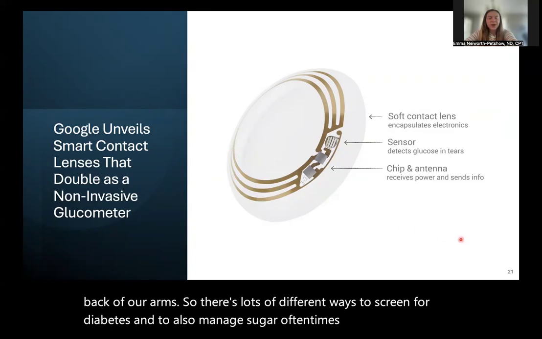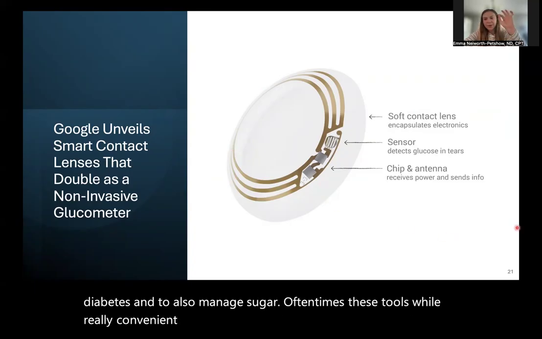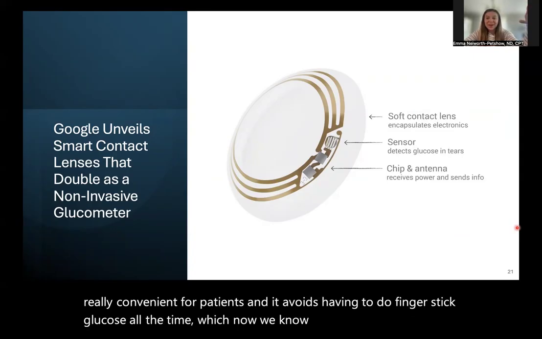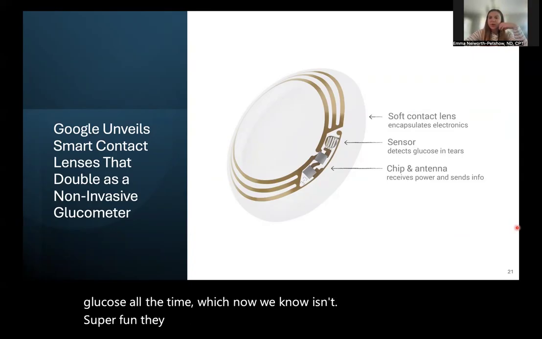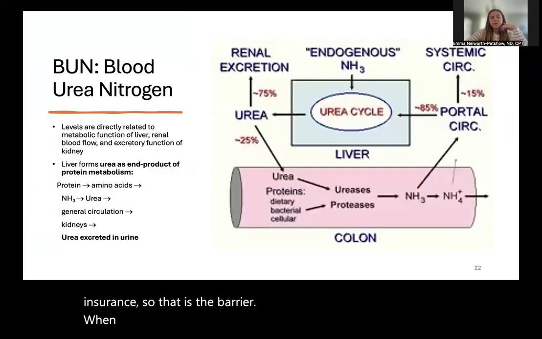Oftentimes these tools, while really convenient for patients and avoiding having to do finger stick glucose all the time, which now we know isn't super fun, are often expensive and not always covered by insurance. So that is the barrier. When we come back, we will start looking at our kidney evaluation biomarkers.